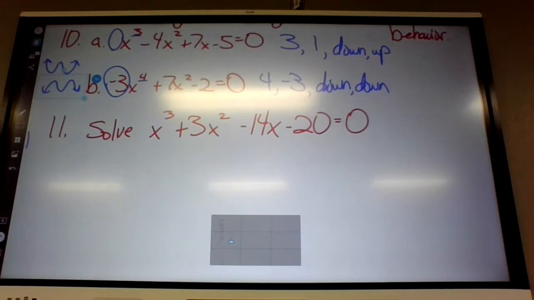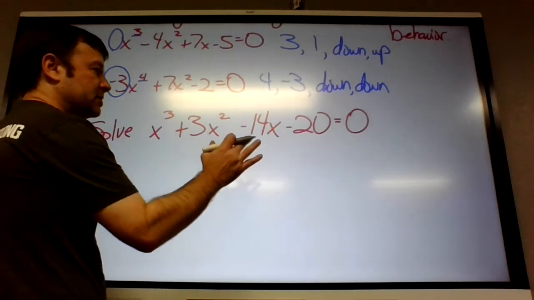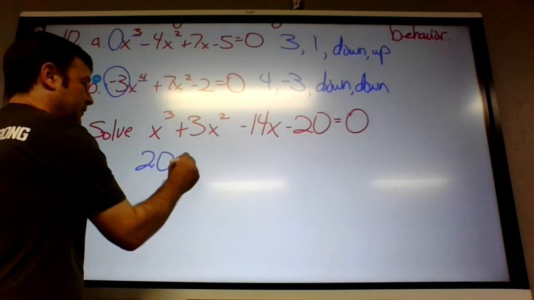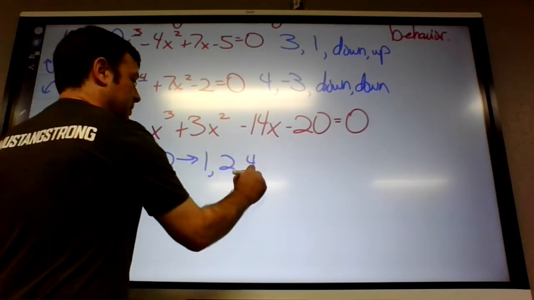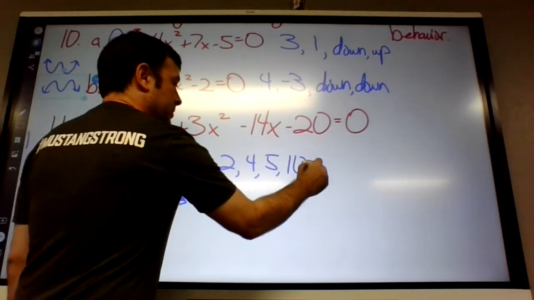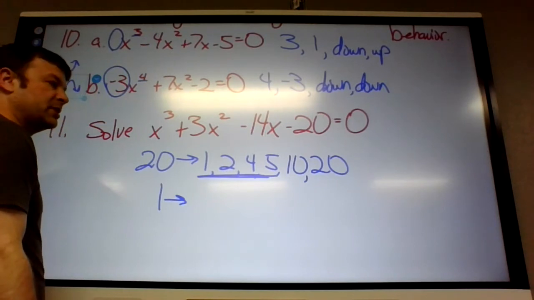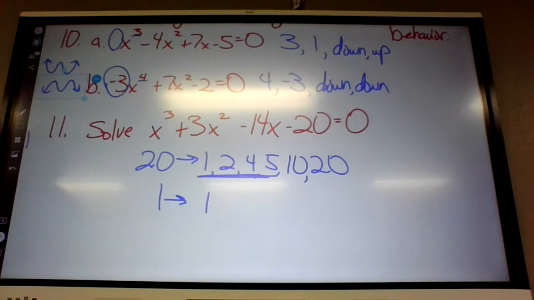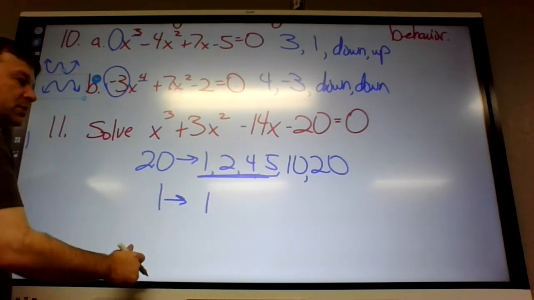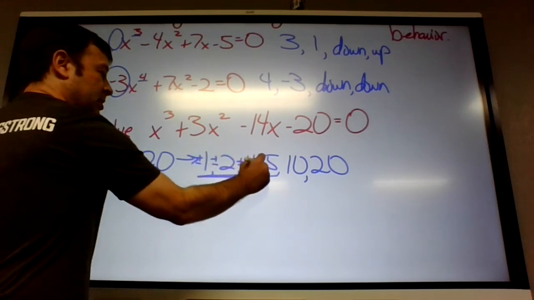Save the best for last. Okay, how do I find possible answers for this thing? It's too big to factor. Factors of 20 over factors of 1, like on number 9. Factors of 20, there's kind of a lot, but usually your answers are going to be one of the first four things. They don't usually make you get to that point. So over factors of 1 is just 1, so it's just plus or minus all these things as my possible answers.